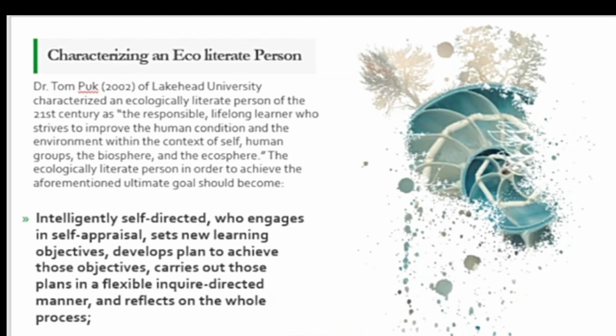And after that, you don't have to leave it there. You need to reflect also on the whole process. You need to think, was it effective? Do I need to change something? What about next year? What will be my next move?